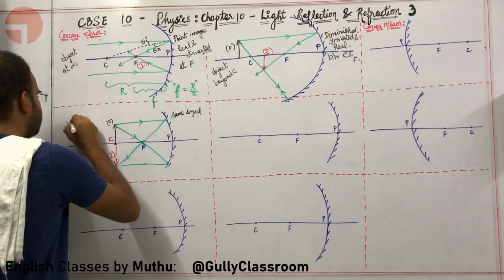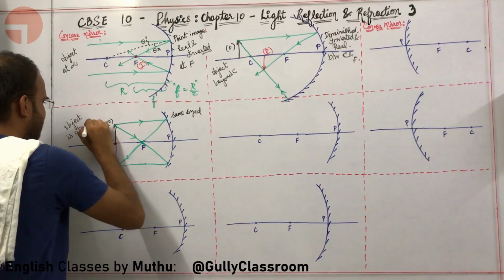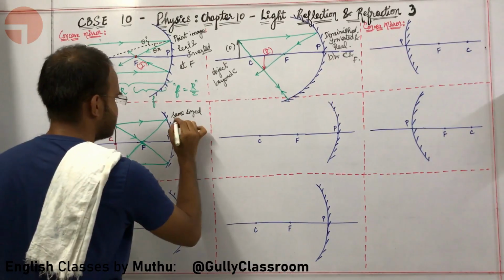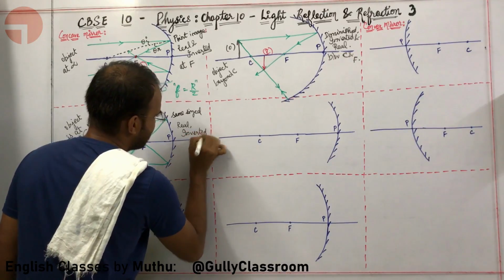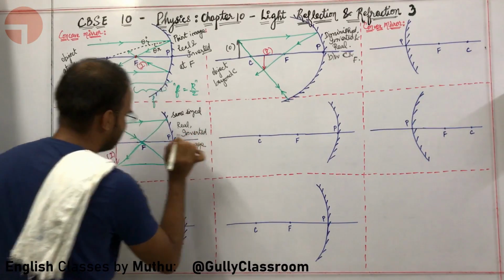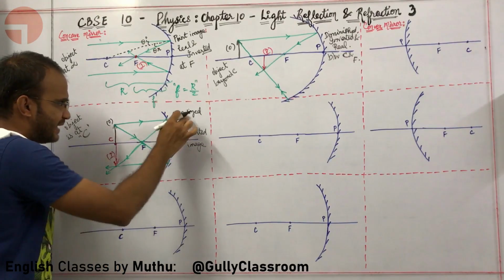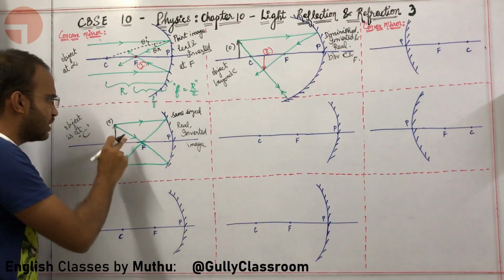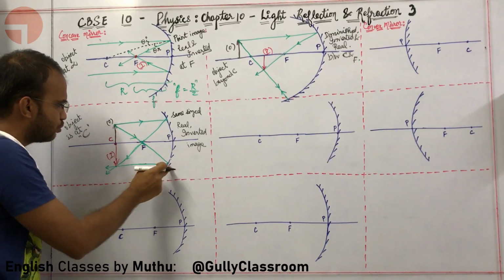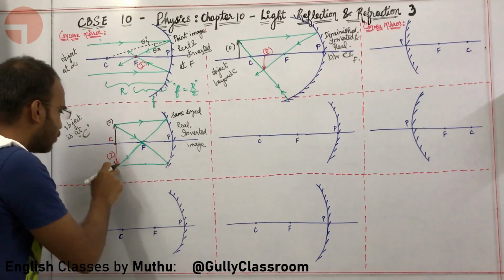When the object is at C, I am getting a same sized, real, inverted image. That is fine. So when the object is at C, I am getting a real, inverted image. I am sending one parallel line that is passing through F, and one line that is going through F and meeting the other light ray over here.